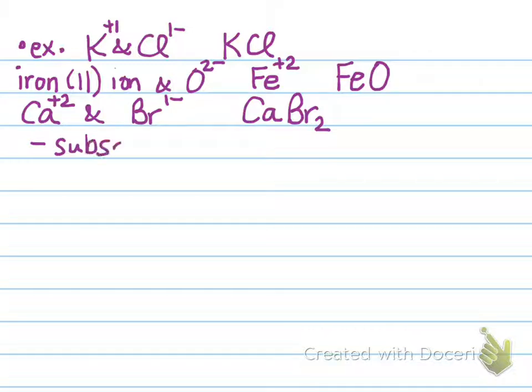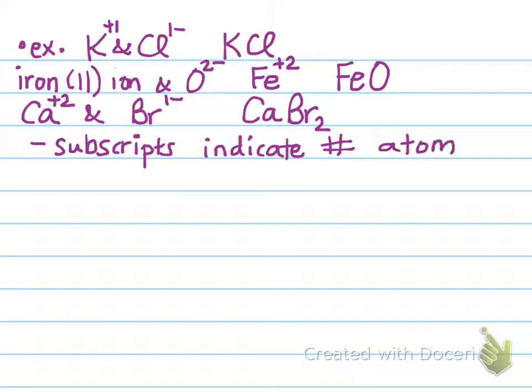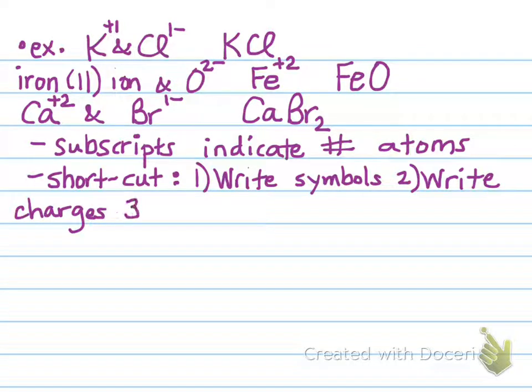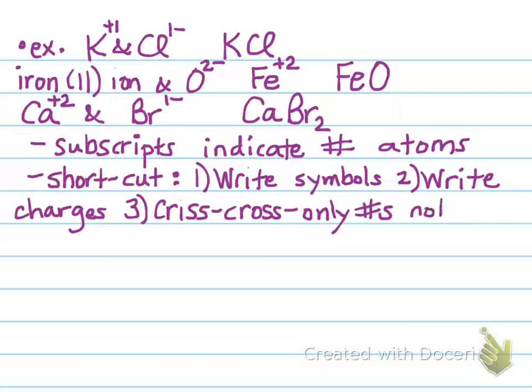So remember, in this notation, our subscripts indicate the number of atoms. And back on that ChemQuest, we talked about a shortcut way to do this. And everyone loves a shortcut. There are 4 steps to this. We write our symbols. We write our charges. We crisscross, only the numbers, not the signs.